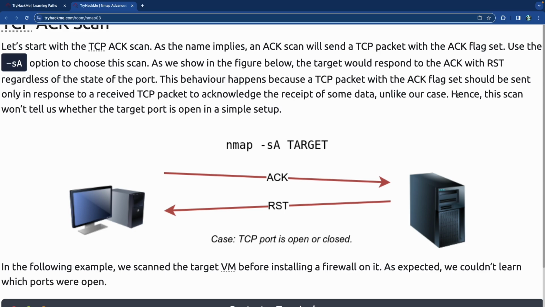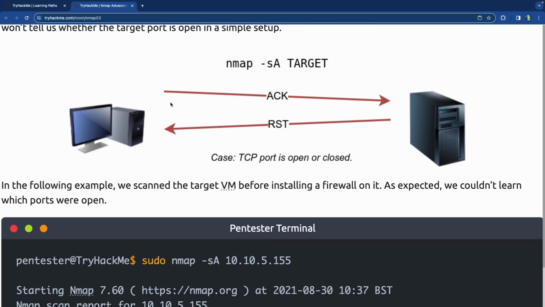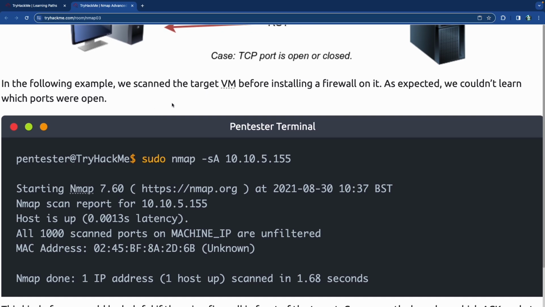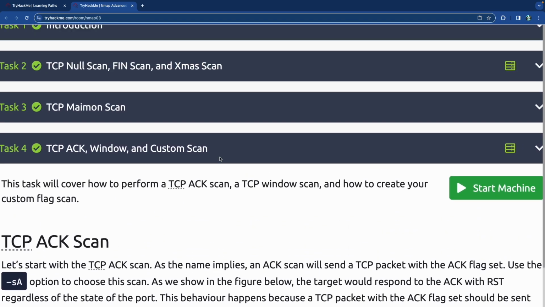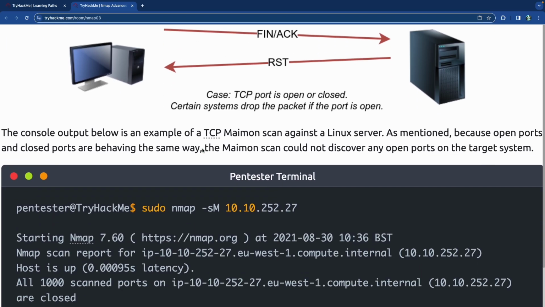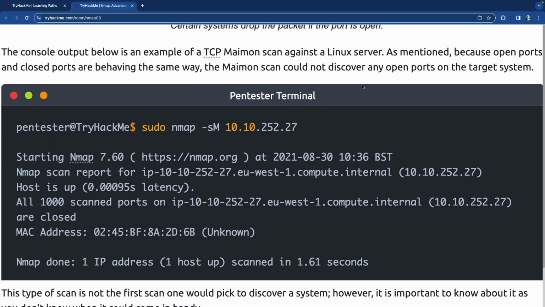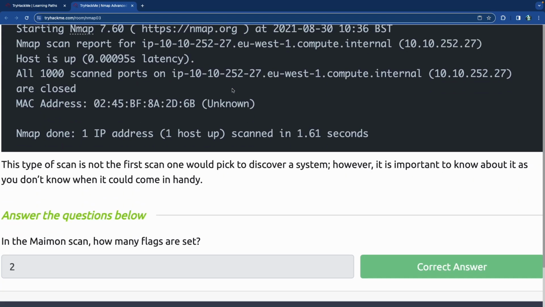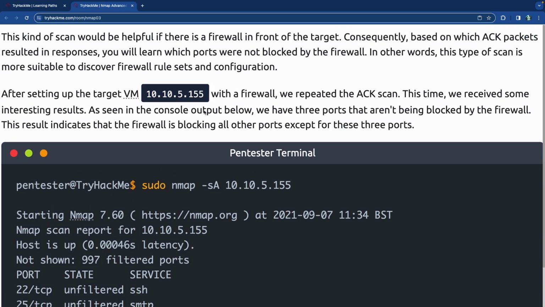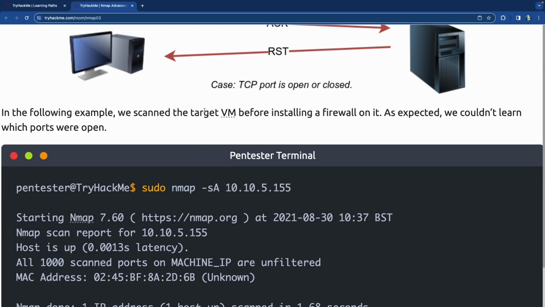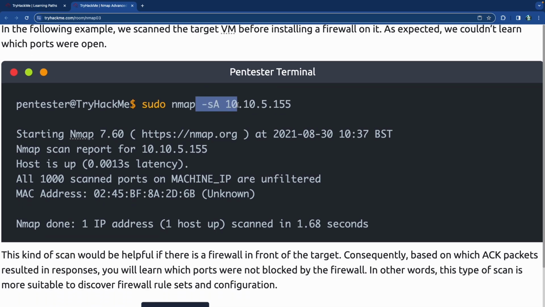And unlike our other case, this scan won't tell us whether the target port is open in a simple setup, right? In the following example, we scanned the target machine using sA, and as expected, we couldn't learn which ports were open. And this one right here also had a similar result, right? When you ran it, the Maimon scan could not discover any open ports on the target system. And that is this one, which was the sA for acknowledge.